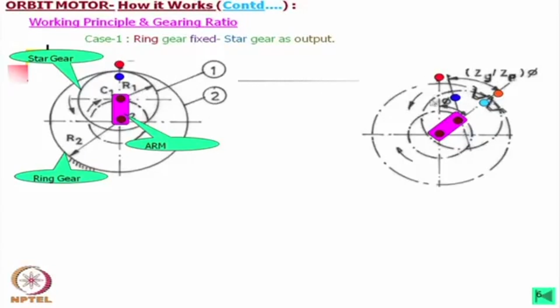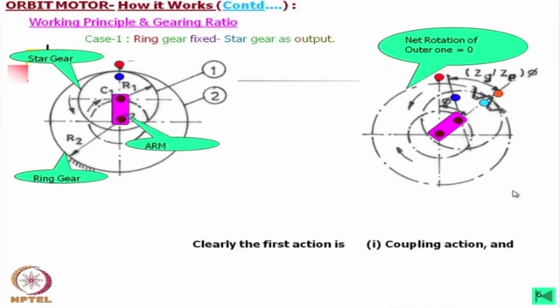What we can see from here is why this is rotating in the opposite direction: this has to rotate also in this direction, and this arc length and this arc length have to be the same. If you equate, we will find that this gear has rotated by this much. As we have taken this point back to its original position, we can say the net rotation of the outer one is equal to 0.